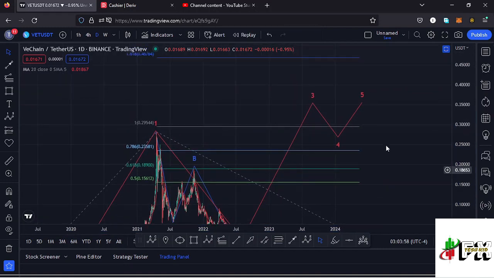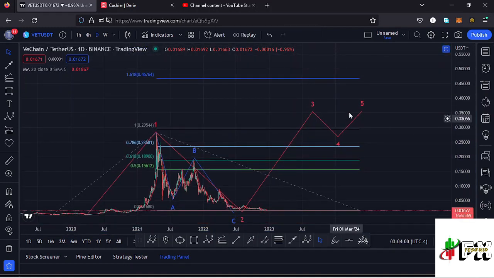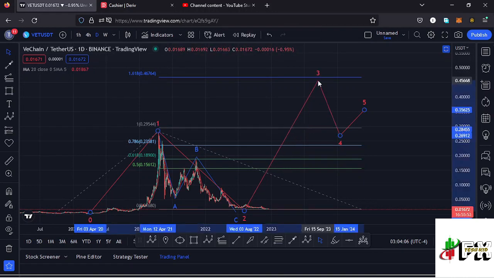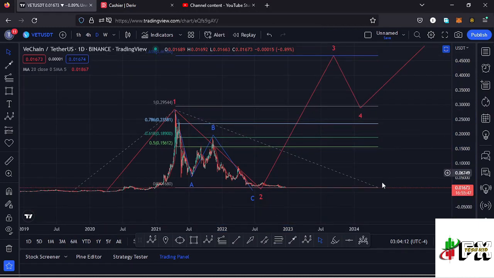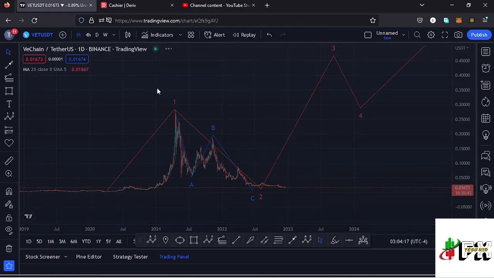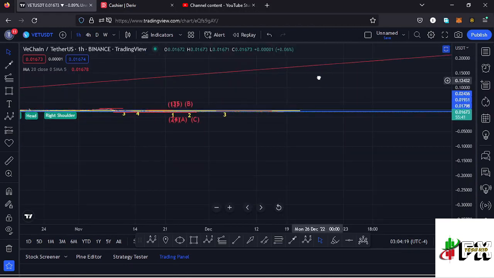That gives me a minimum target area to the upside in the formation of that wave 3 at the fib level 1.618, which perfectly lies at around the $0.46 mark, and that is the minimum that I would expect that wave 3 to the upside to do before we see a wave 4, and then continue pushing higher in the formation of that wave 5. And that is my long-term scenario that I'm expecting to play out here on the Vechain chart.